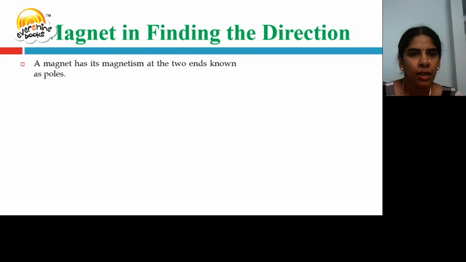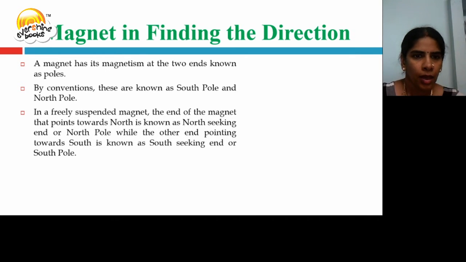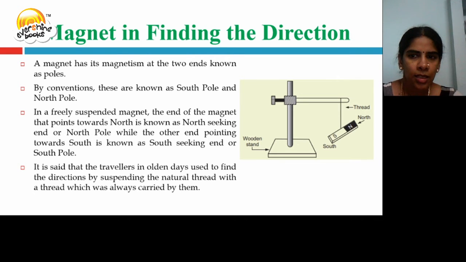By convention, these are known as South Pole and North Pole. In a freely suspended magnet, the end of the magnet that points towards the north is known as the north seeking end or North Pole, while the other end pointing towards the south is known as the south seeking end or South Pole.